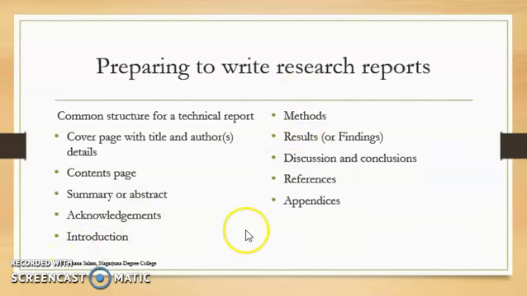So from introduction to the references you need to do. You have to write introduction, method, result, discussion or conclusion, and reference. These are the 5 contents you need to mention.